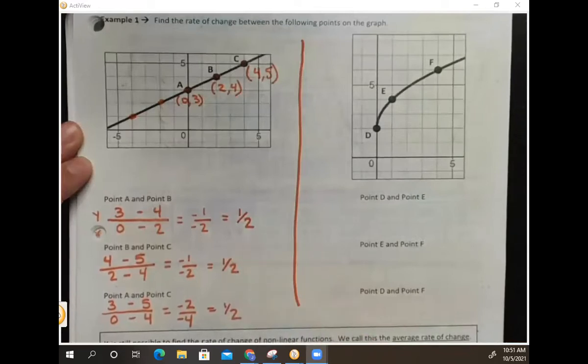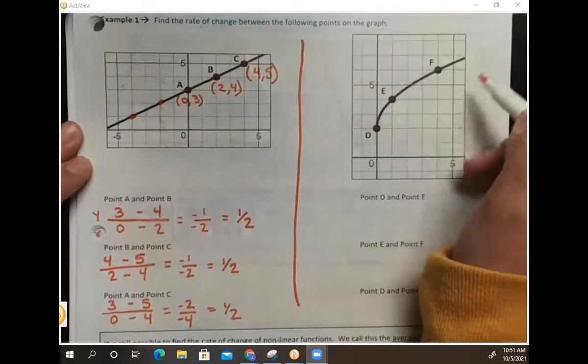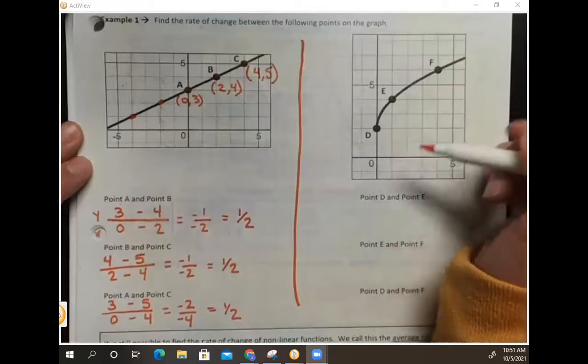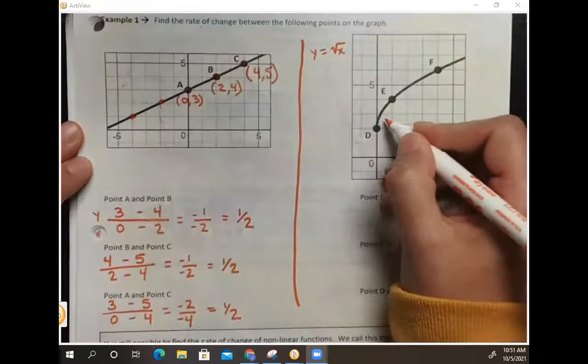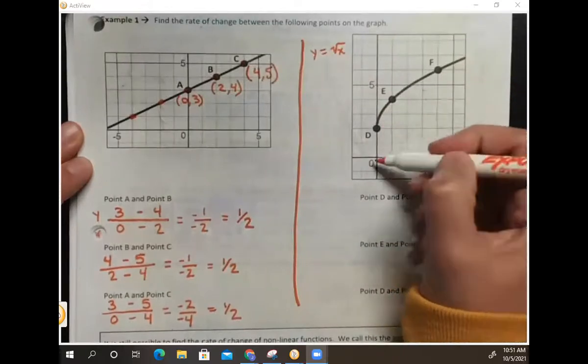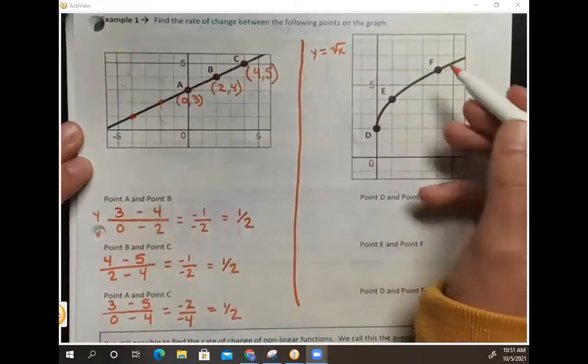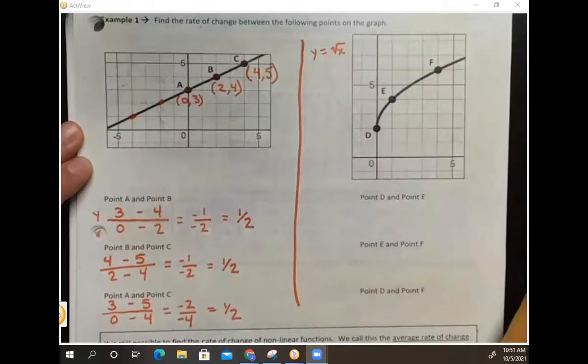Now, if I've got a function that's not a line, we may see something different. So over here, I've got, this looks like a transformed y equals square root of x function. It's got sort of that endpoint and off to one direction. It looks like we moved it up 2 and maybe stretched it out a bit, but this looks like a square root of x graph. So we're going to find some rates of change between points on this graph.